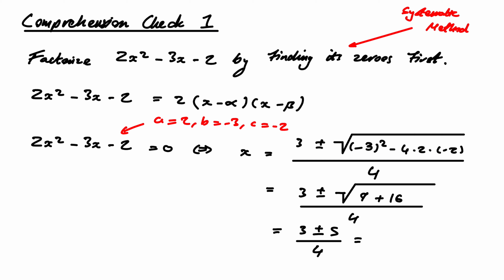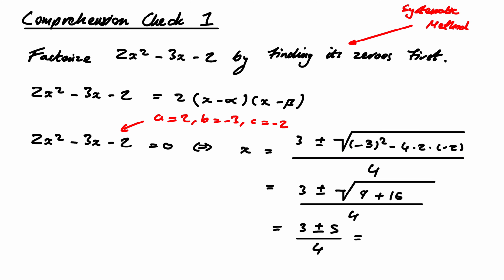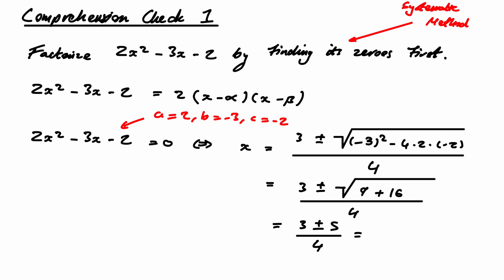So finally, writing everything down, what do I get? I would get 3 plus 5, that's 8, divided by 4, that's 2. Or, if it's minus, 3 minus 5 is minus 2. Minus 2 divided by 4 is minus a half. So this, if you want, could be your alpha, and this could be your beta.